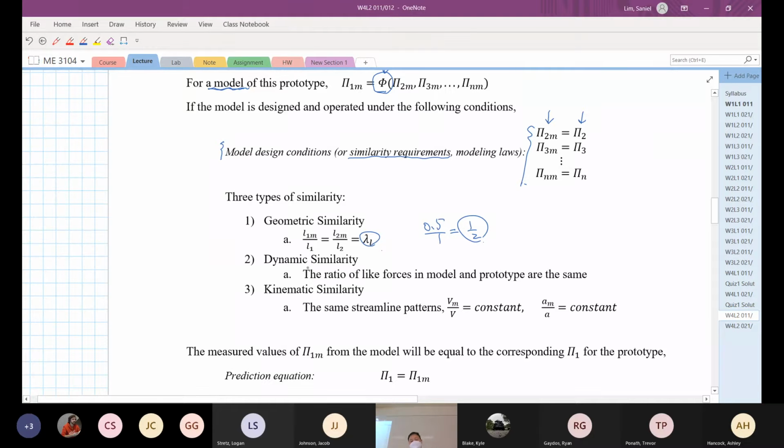Then dynamic similarity is all about the forces. So when you have a force within the relationship between the model and the prototype, for example, inertia force and viscous force, or gravitational acceleration, the ratio of the forces in the model and the prototype has to be the same to make the whole thing similar, all right? And finally, there's kinematic similarity, which is basically within the flow field: the streamline pattern has to be the same as in the prototype. So the ratio of the velocity should be constant, and the ratio of the acceleration should be constant.